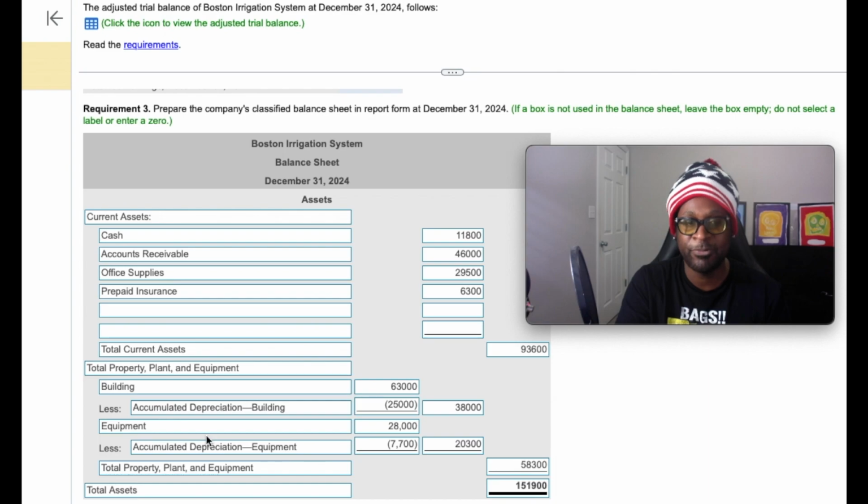We do the same for equipment as well, giving a book value of $20,300, and we summarize our total PP&E accounts to be $58,300. Once we add our long-term assets to our current assets, that gives us a total asset amount of $151,900. We're going to check our answer.